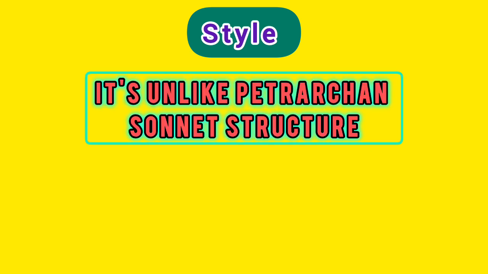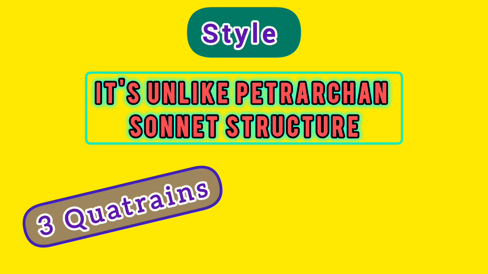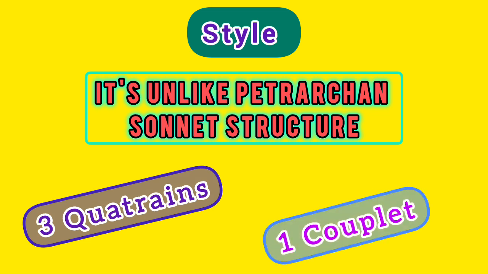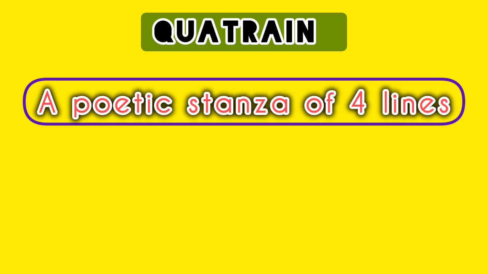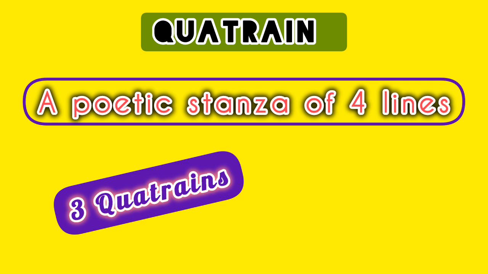So, the style or the structure or the pattern of this poem is a different one. Different in the sense that it's not like that of the Petrarchan sonnet form in structure. Rather, it is of three quatrains and one couplet. Now, what about this quatrain and couplet? A quatrain is a poetic stanza of 4 lines, and in sonnet number 18, like all of Shakespeare's 154 sonnets, the form is three quatrains and one couplet.